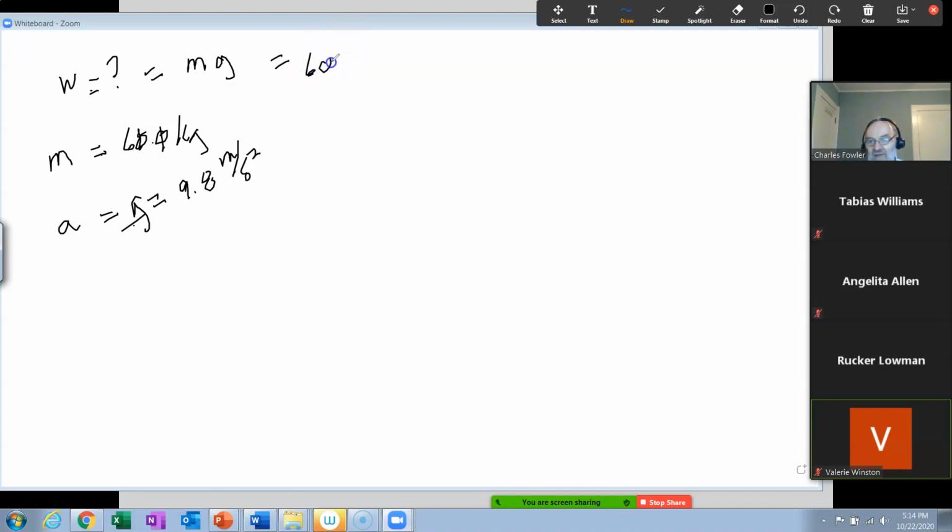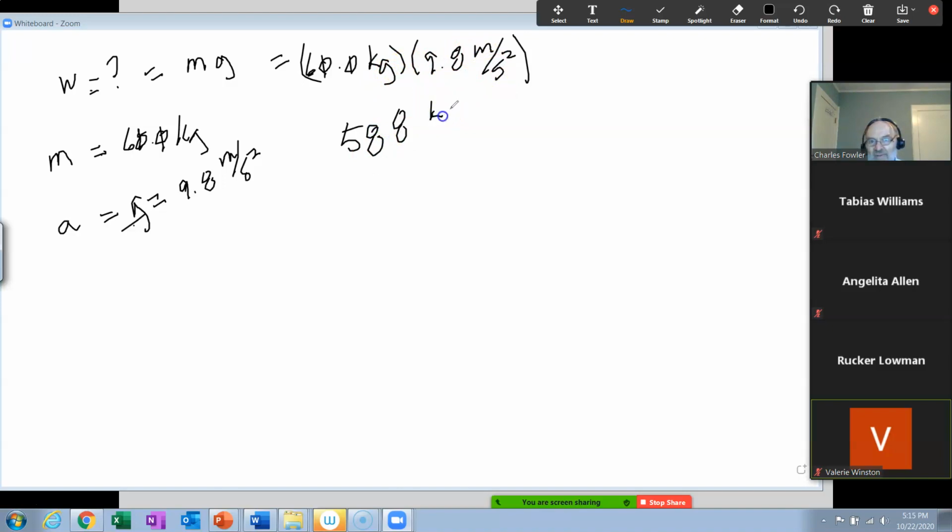Mass, 60.0 kilograms times acceleration, 9.8 meters per second squared. Have to write slowly or the pen screws up. So 6 times 8 is 48. I think we'll lose a decimal place there. 6 times 9 is 54, and 4 is 588. And that would be kilogram meter per second squared.